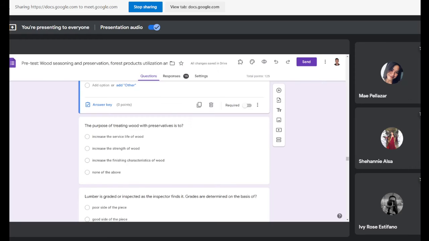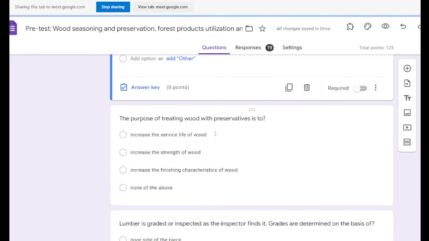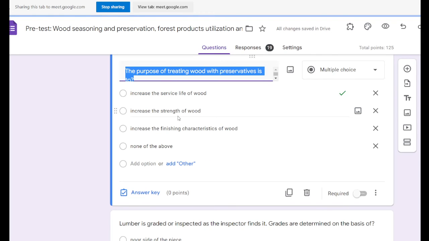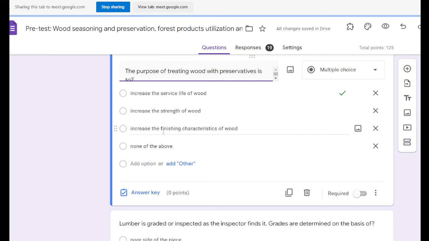The purpose of treating wood with preservative is to increase the service life of wood. That's correct. You are trying to increase the service life of wood. It does not impact the strength properties, including the finishing characteristics, but it increases the service life by preventing those degradation agents.